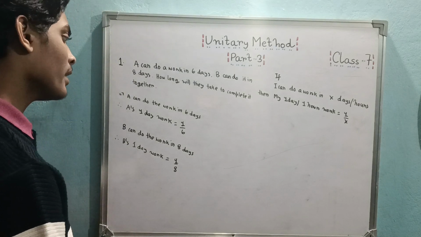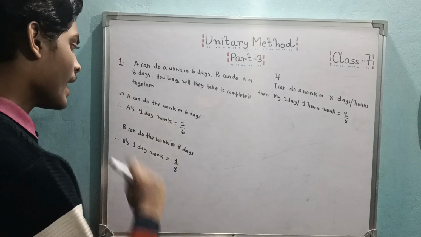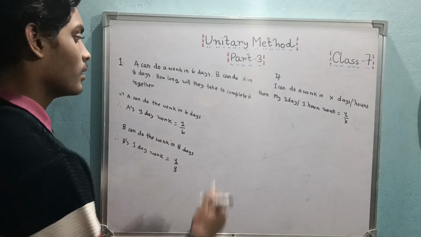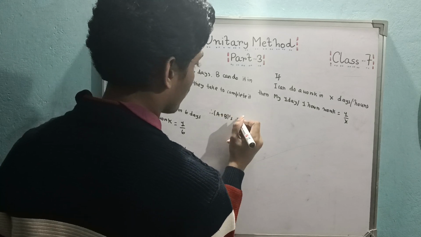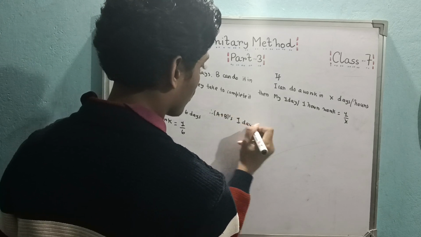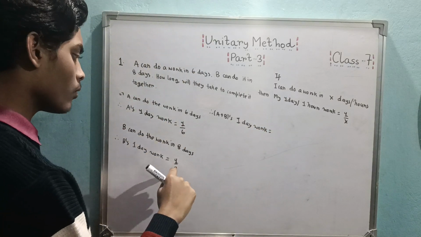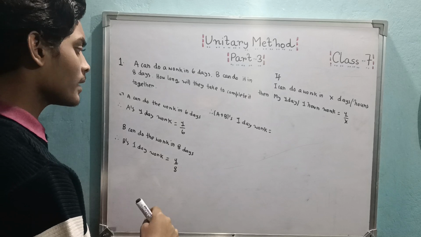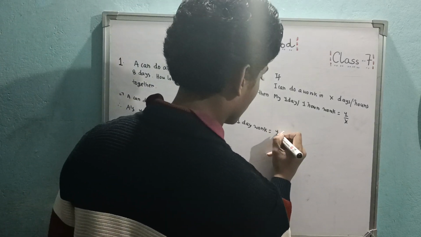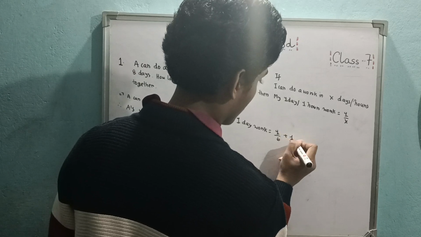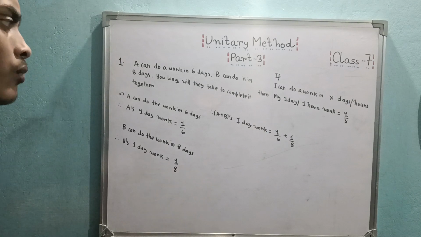So A in 1 day can do this much work, B in 1 day can do this much work. Then A and B together can do how much work in 1 day? Therefore, A plus B's 1 day work, that is quite easy. A can do this much in 1 day, B can do this much in 1 day. Then A and B together can do 1/6 plus 1/8 of the work. A's 1 day work plus B's 1 day work equals A plus B's 1 day work.